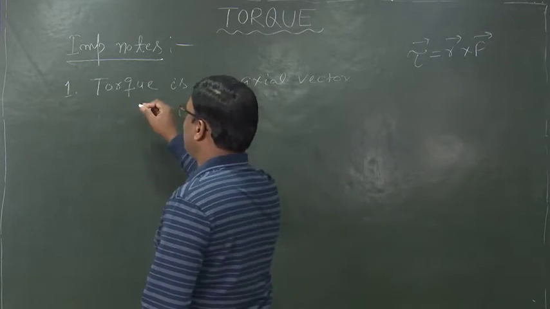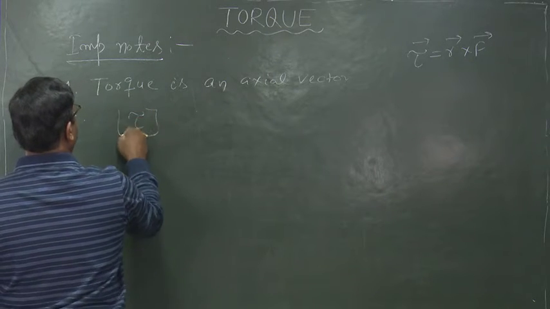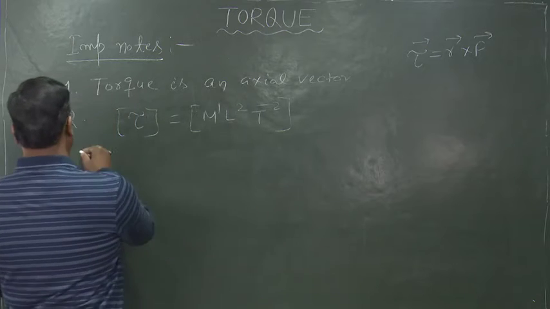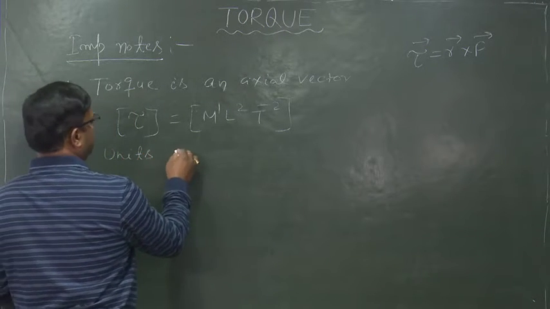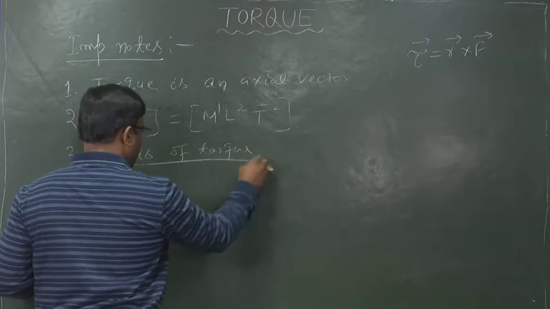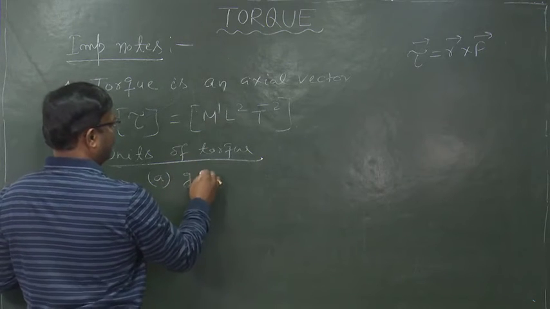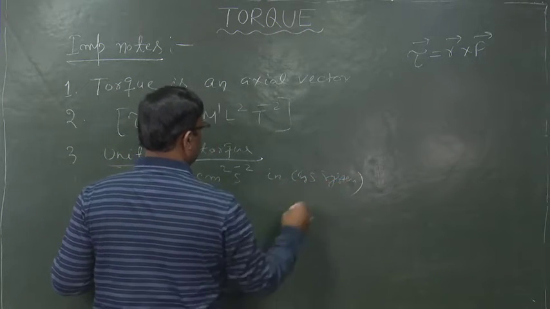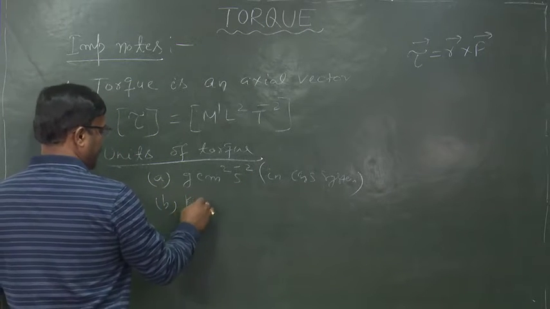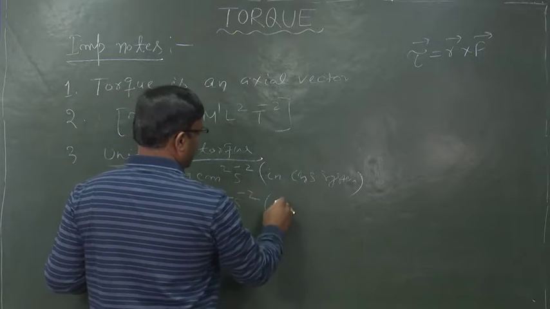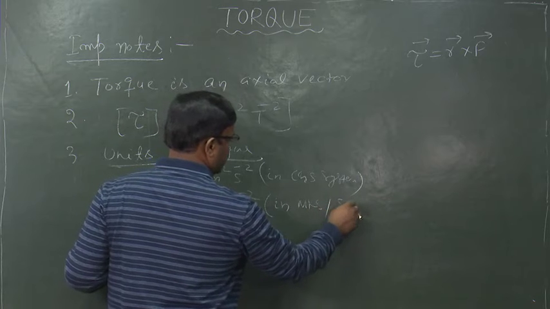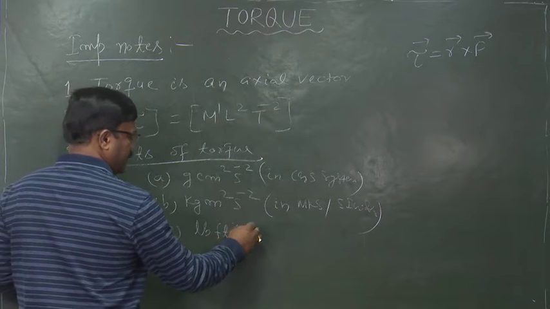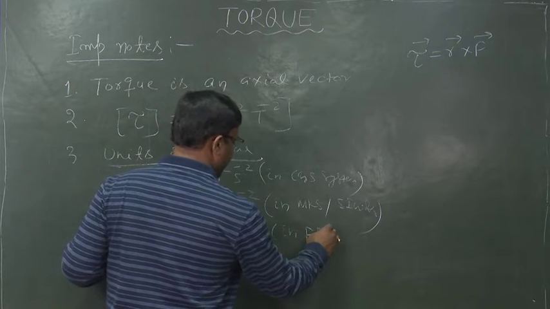Then the dimensional formula for torque is M L squared T to the power minus 2, and similarly the units of torque can be expressed as gram centimeter square second minus 2 in the CGS system, kg meter square second minus 2 in MKS or SI units, and pound foot square second minus 2 in the FPS system.